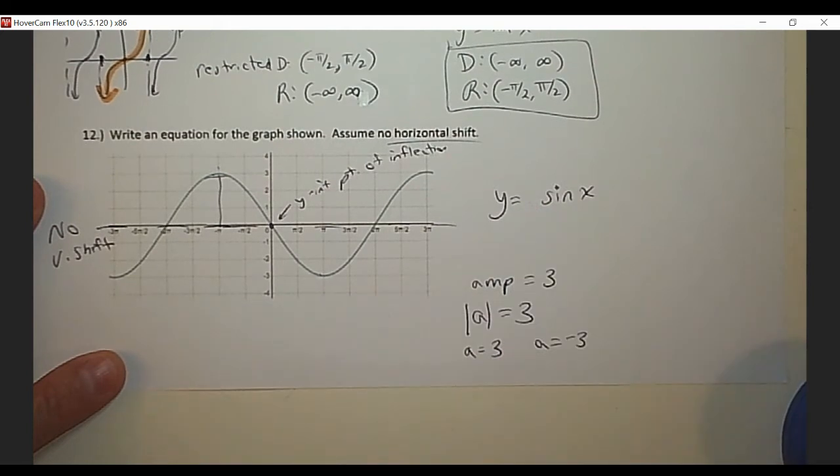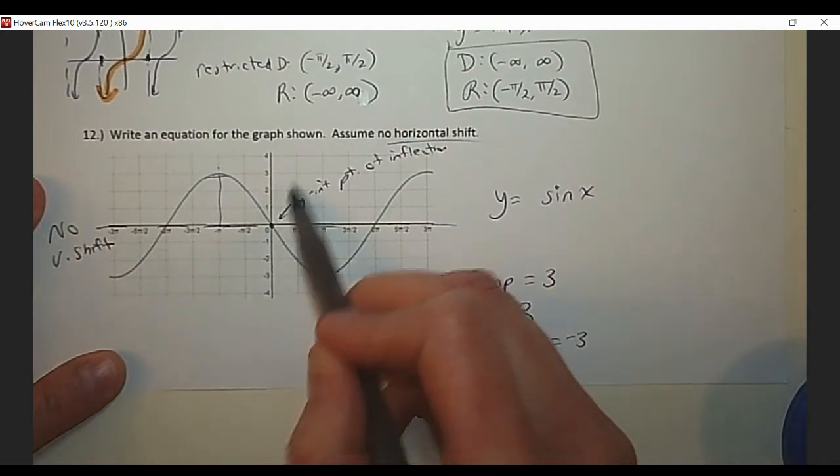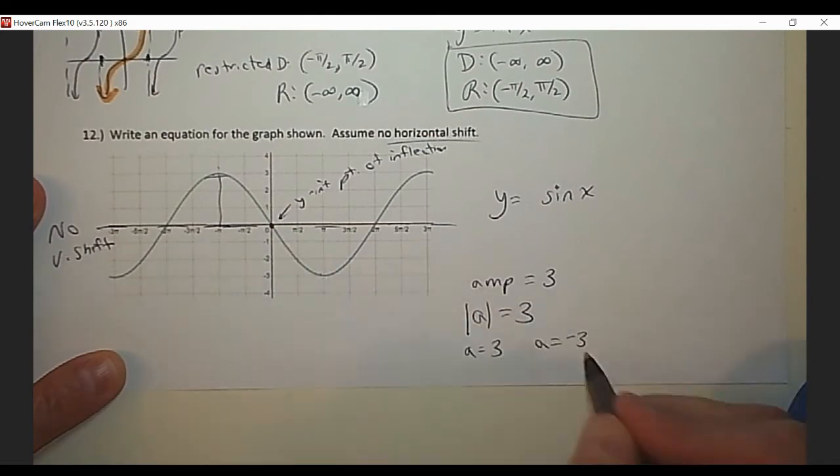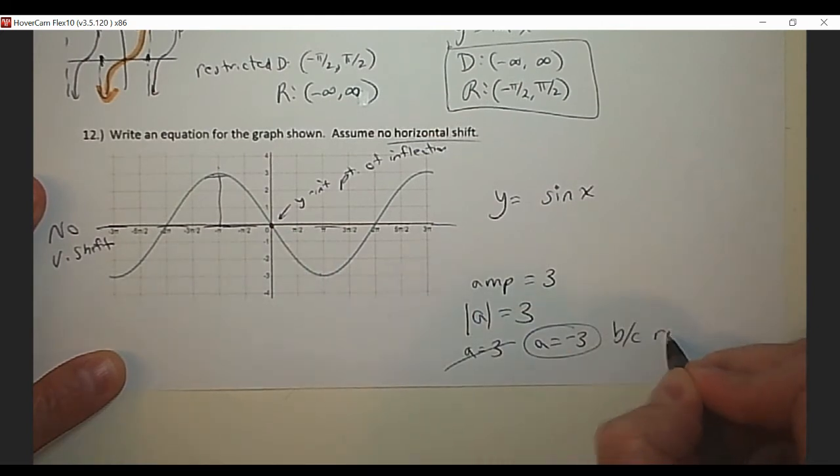Has there been a reflection? Yes, because sine usually goes up to the right, and here it's going down to the right instead. So we're going to pick that because there's been a reflection over the x-axis.